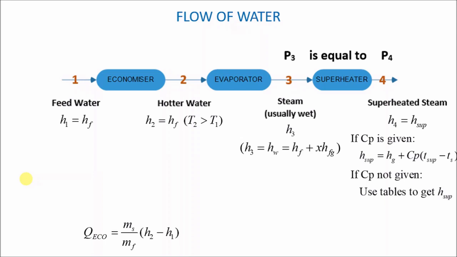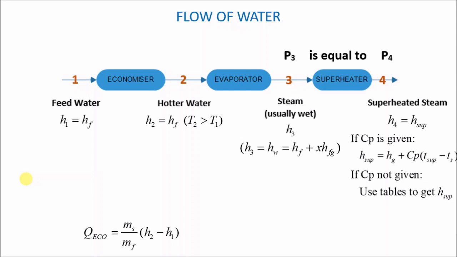Okay, so that's what you have, and then you multiply that by the change in enthalpy. So the enthalpy after the economizer, which is H2, minus the enthalpy of the feed water getting into the economizer, which is H1. And when you use that equation, you can then find the heat that has been absorbed by the economizer. Really important.